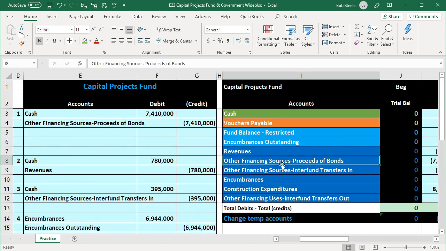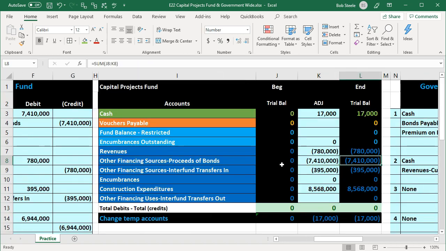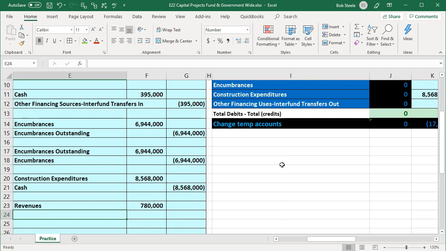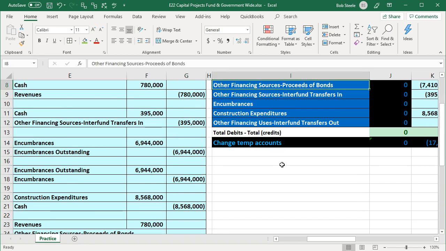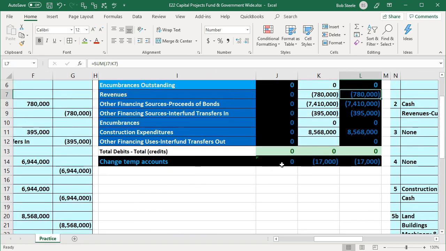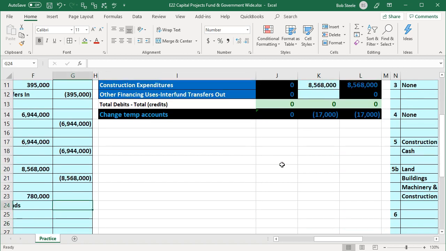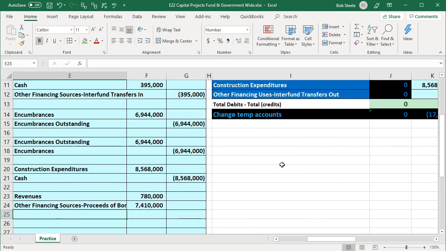And then the next is other financing sources. That's another kind of revenue, similar type of account. That's how we finance the things, inflow. It's got this amount in it. It's a credit, so we're going to debit it. That's the bottom line right now. We're going to debit for whatever is there to make it go down to zero. So we're going to debit the other financing sources, and that is going to be for the 7,410,000. So there we have that.